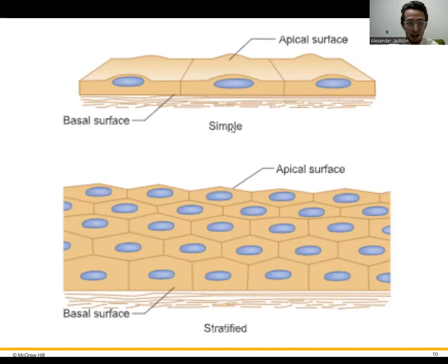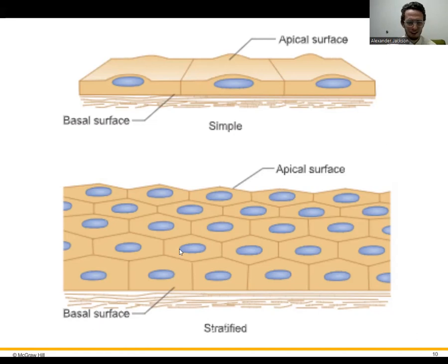Okay, we can contrast that with stratified. So strata means layer. Okay, so stratified squamous. So stratified means there's multiple layers. And squamous means squashed or flattened. So these are a lot of flattened squamous cells, but this one is stratified because it's got many layers. Okay. And then we've got our basal surface, so the basement membrane that we mentioned right beforehand. And then we have the apical surface, which would be on the top side.